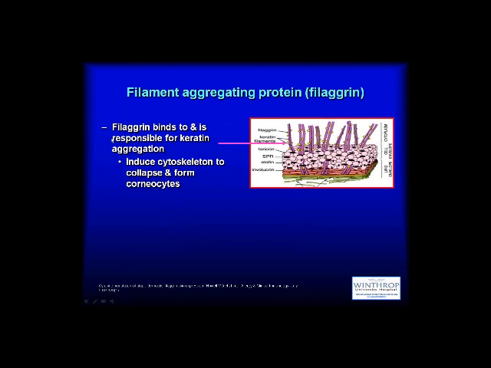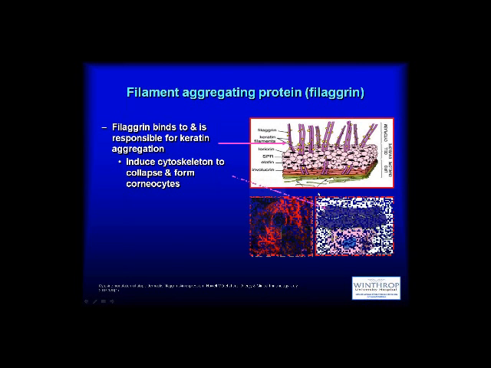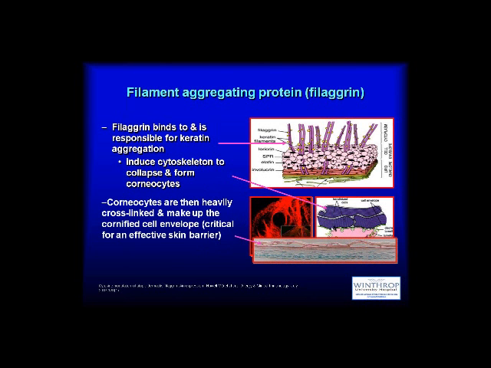So let's talk about filaggrin. What is filaggrin? Filaggrin is this yellow stuff here. It binds to and is responsible for keratin aggregation. So why is keratin aggregation very important? Well, when keratin aggregates, it induces the cytoskeleton to collapse. And then they form these corneocytes. And you can see that this will be an effective barrier to loss of fluid from the cells and an effective barrier against microbials. The corneocytes are then heavily cross-linked, and they make up the cornified cell envelope, which is critical for an effective skin barrier.